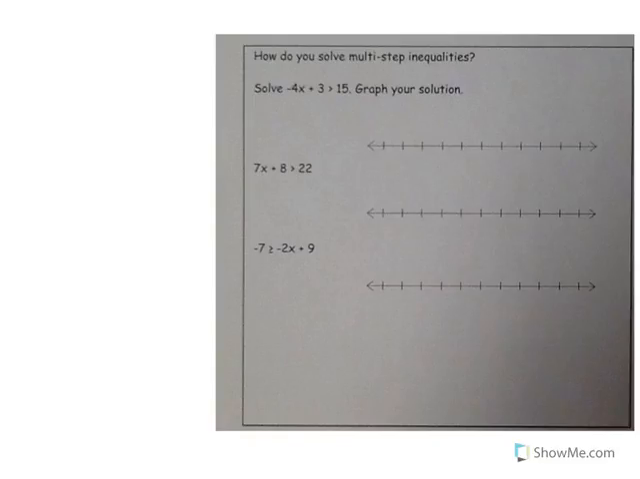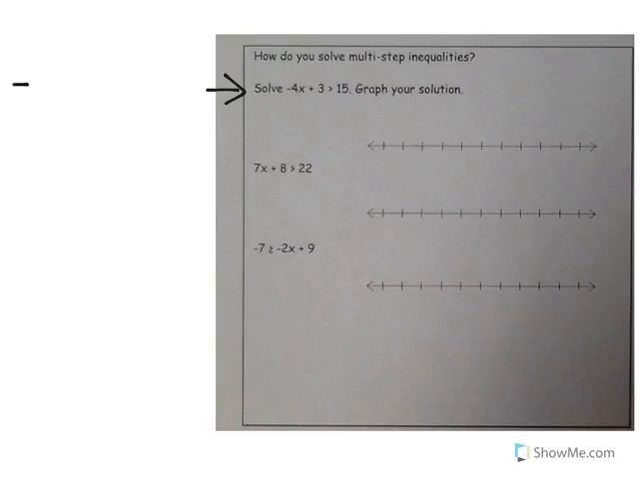So now we're going to deal with solving multi-step inequalities. Solving multi-step inequalities is pretty much the same as solving equations, with that one important rule that's different: if you divide or multiply by a negative number, you have to change the direction of the inequality symbol. So let's look at these quickly. This is for chapter 6, lesson 3.